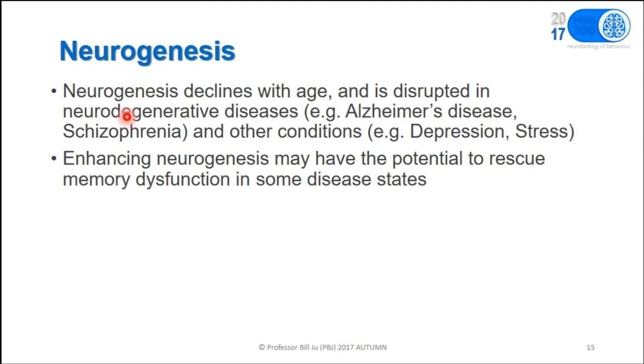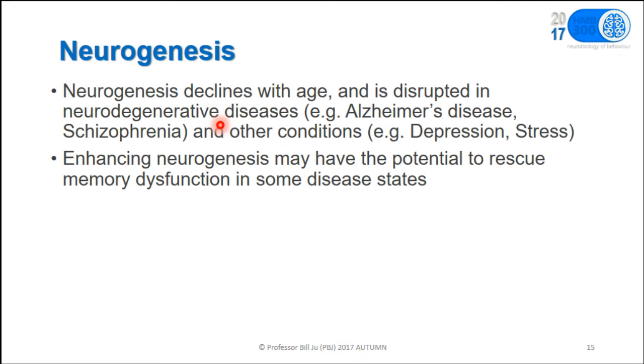Again, we also know that as you get older, and this becomes a really key point in the second part of today's lecture, unfortunately, neurogenesis starts to decline. Why do you think that happens, by the way? Why does neurogenesis get lower and lower as you get older?